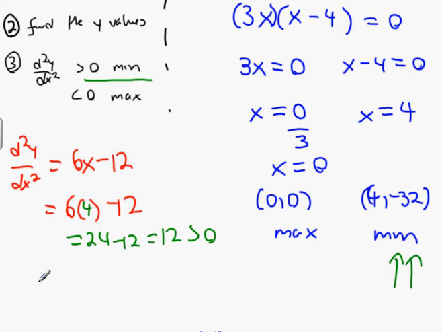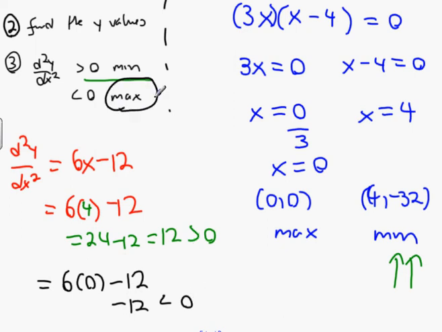The other one is, what did you say it was? 0. 6 times 0 minus 12? 6 times 0 is 0, sorry, which is just minus 12. Which is smaller than 0, which makes it a max. There you go, min and max. Is that alright? Moving on.